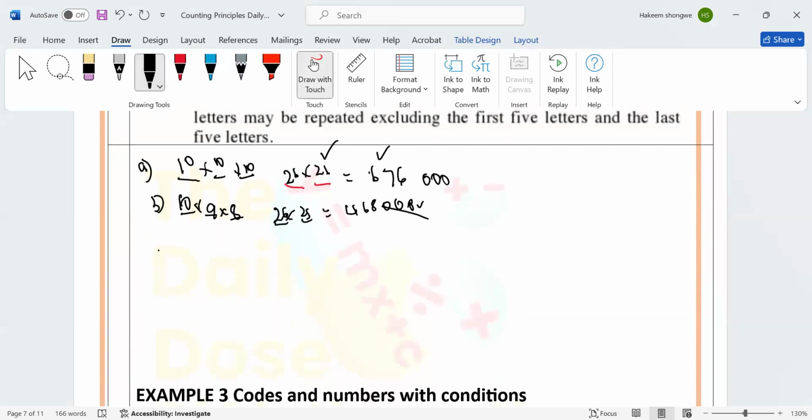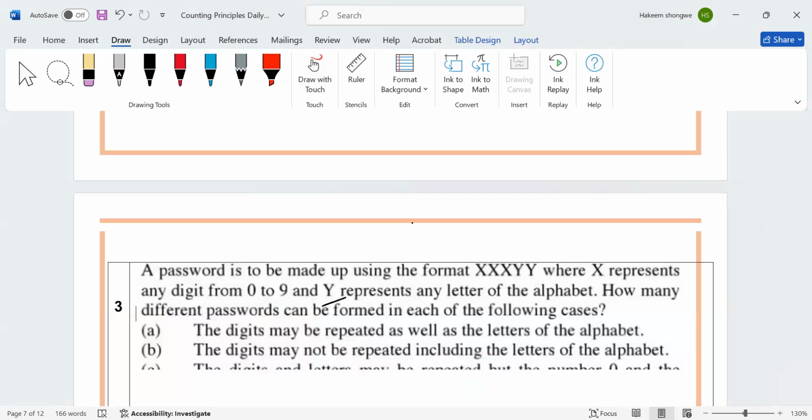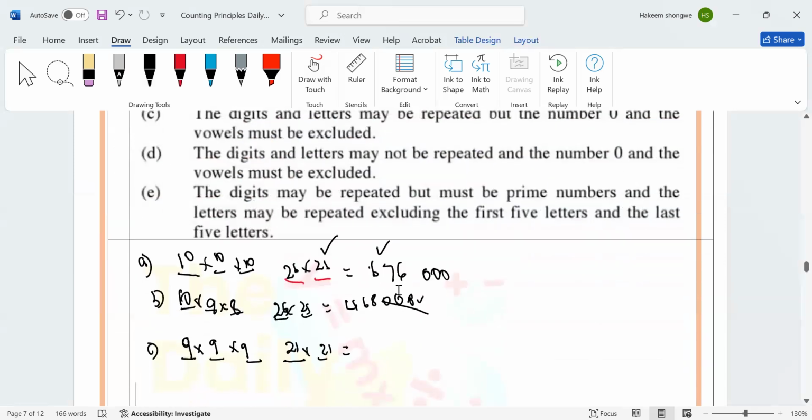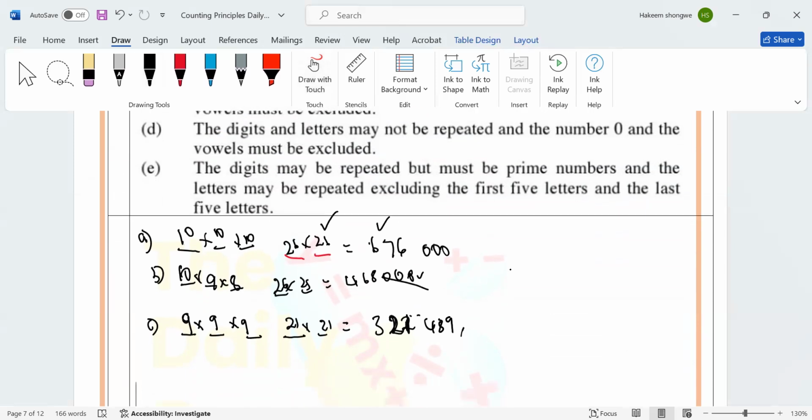Okay, so we have 1, 2, 3. We have 9 multiplied by 9, repetition is allowed, multiplied by 9, multiplied by 21, multiplied by 21. And then if you do that, what do you get? It's 3,214,89.